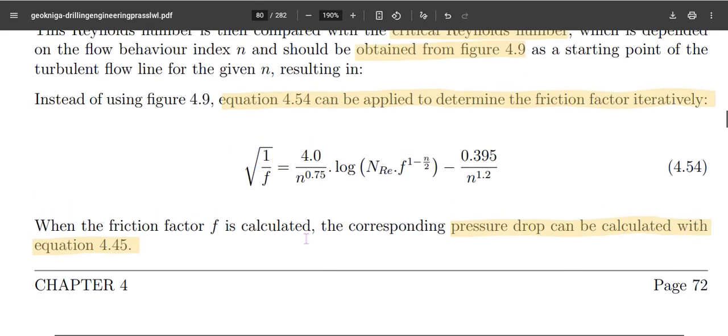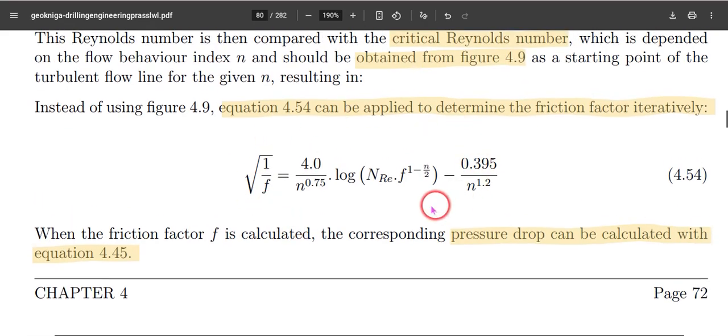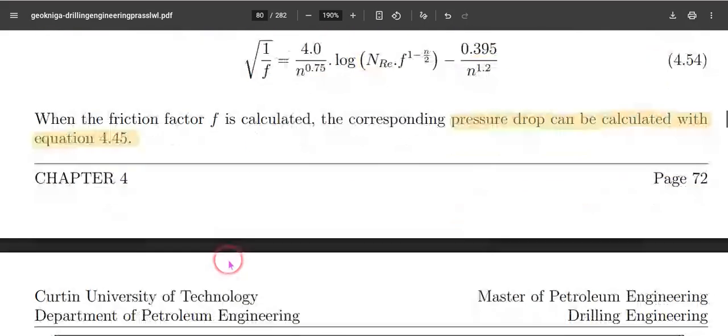There can also be specialized equations where we can compute the friction factor directly, using a nonlinear relationship once we know the Reynolds number, without depending upon 4.44, such as the special equation 4.55 especially for the power law fluid. Once these friction factors are computed, we can again use the standard 4.45 equation which we introduced earlier for the Newtonian model to compute the pressure drop due to frictional pressure loss.